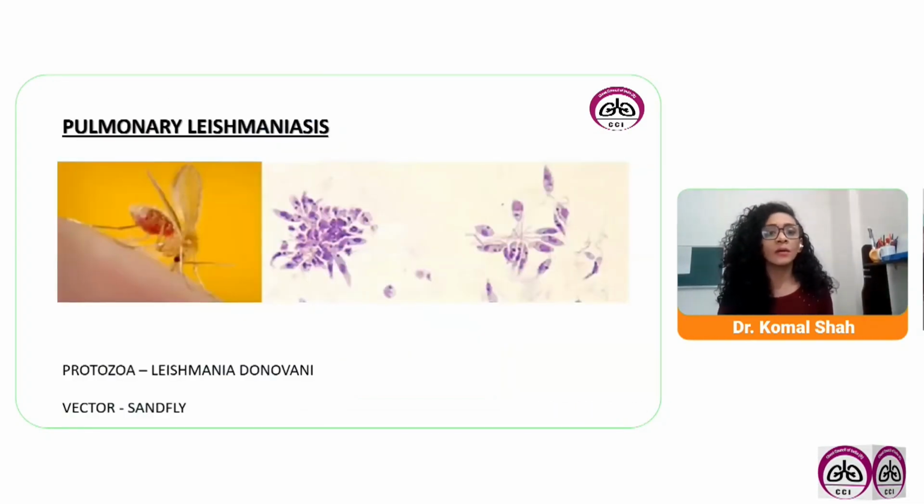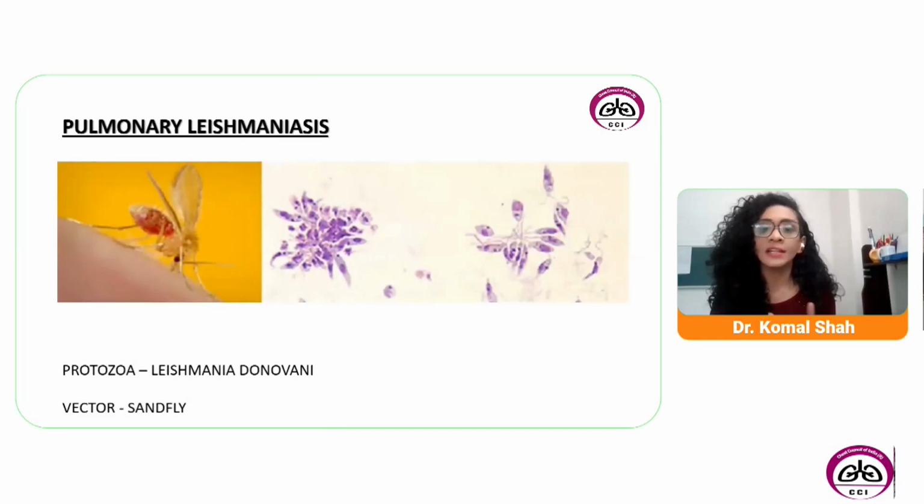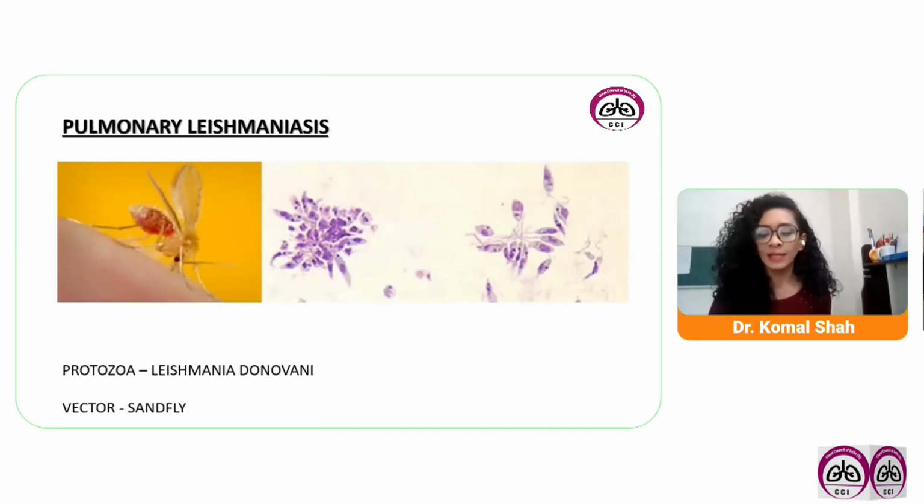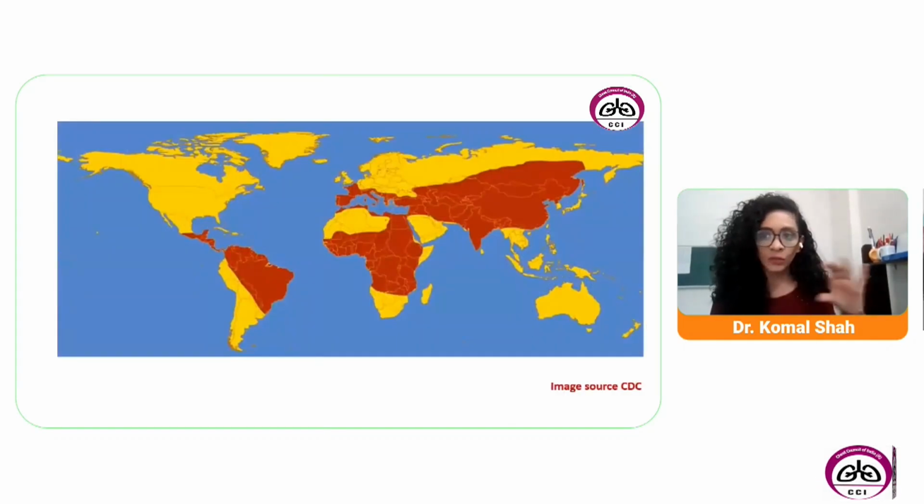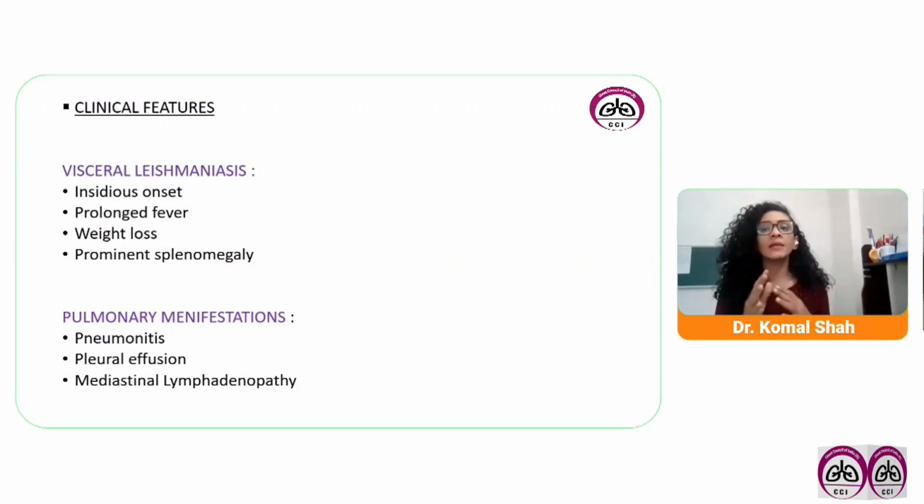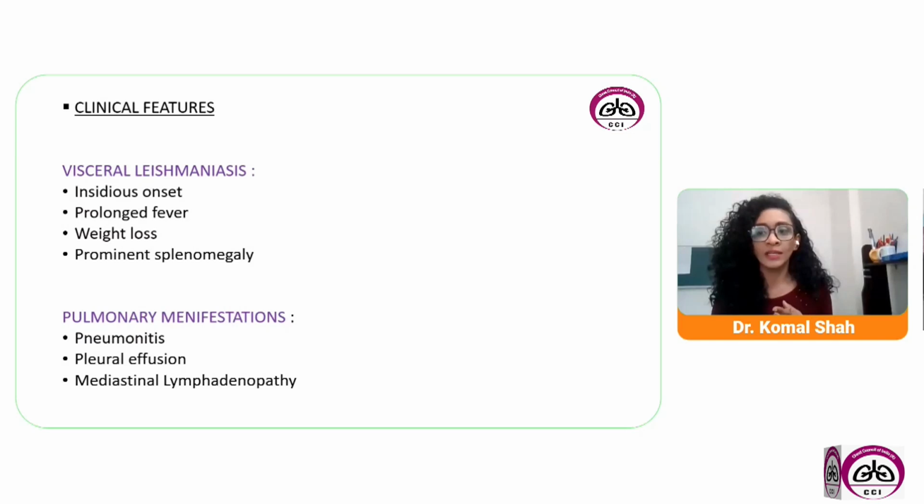The next important protozoal infection is pulmonary leishmaniasis. The protozoa here is Leishmania donovani and the vector is the sandfly. Again, it is beautifully distributed amongst the tropics. So leishmaniasis can present in three ways: cutaneous, mucosal, and visceral leishmaniasis, that is Kala-Azar.